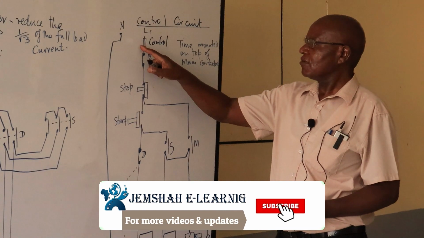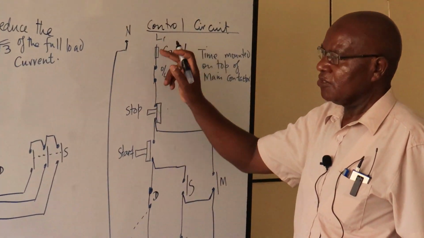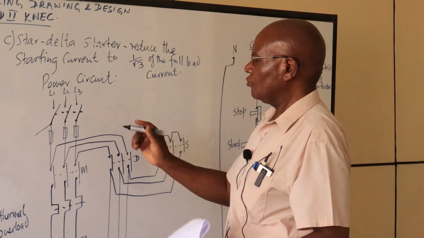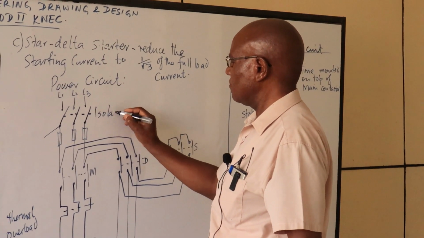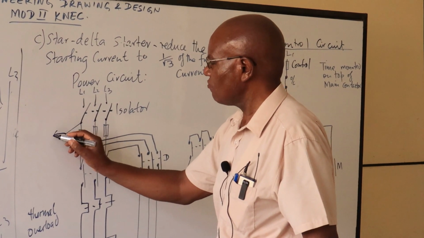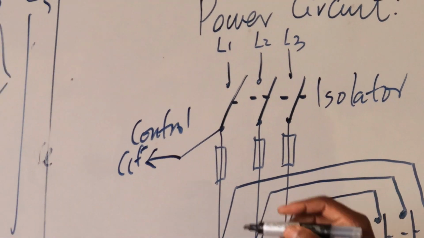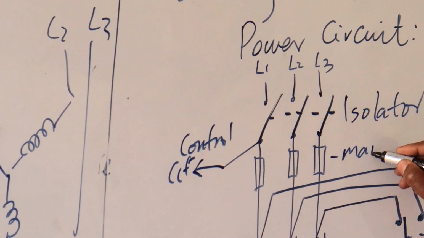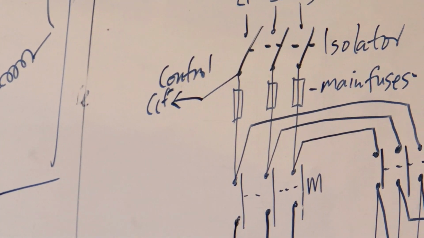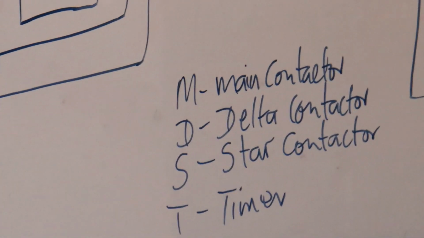So let's look at the control circuit, how it operates. Now, when you want to start your motor, this L1 usually will be tapped from maybe here. You switch on your isolator. This one's here, our main fuses. And the MDS, I've given their description here. Main contactor, delta, star, and timer.